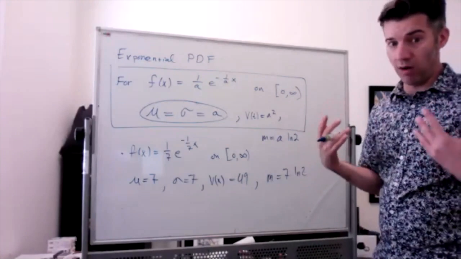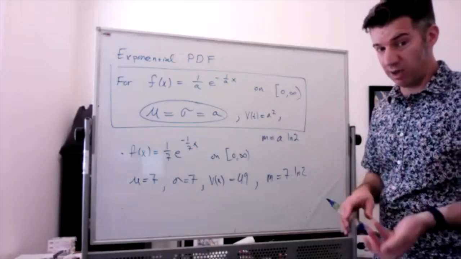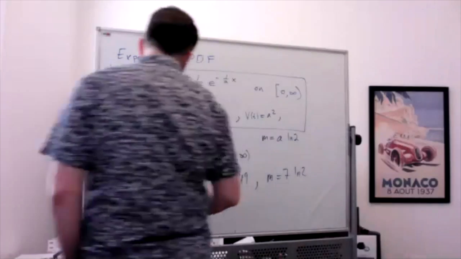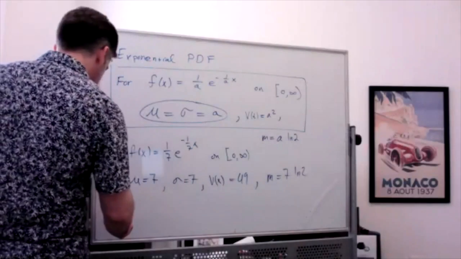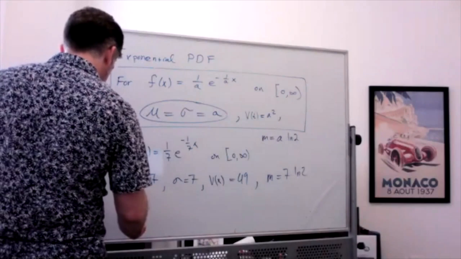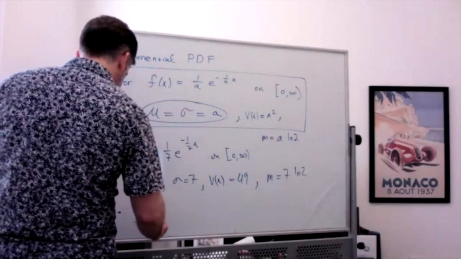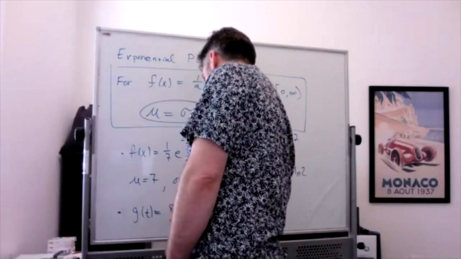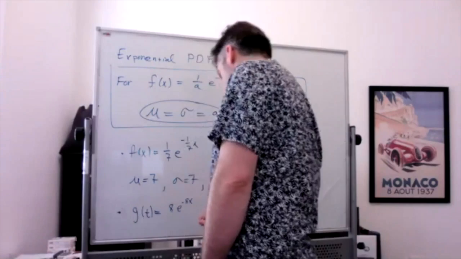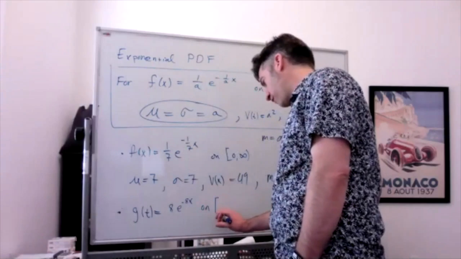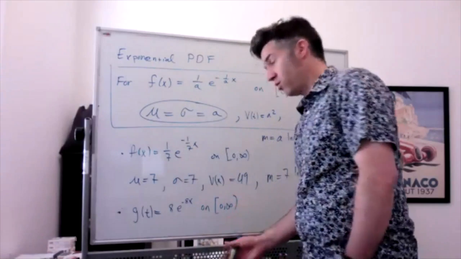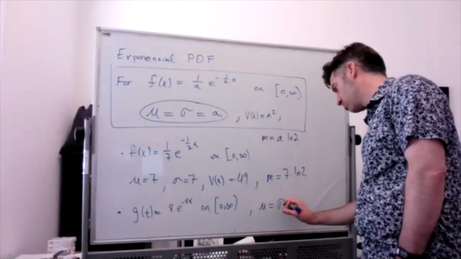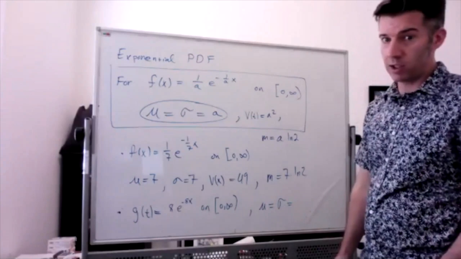And it's likely that your teacher would expect you to know it this way, and not to do all the long work, because the long work takes a long time. So this is another example. If my PDF was, say, g of t equal to 8 e to the negative 8x on the interval from 0 to infinity, what's our mean? It's a fraction. What fraction is it?